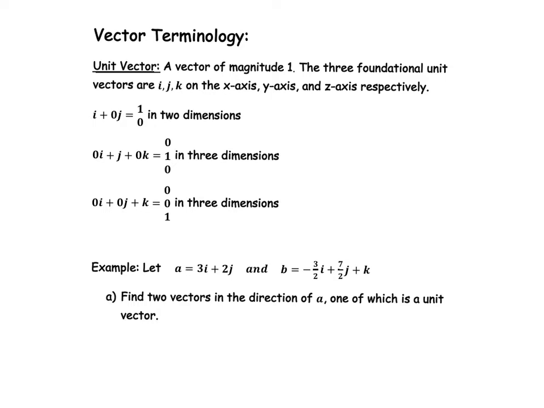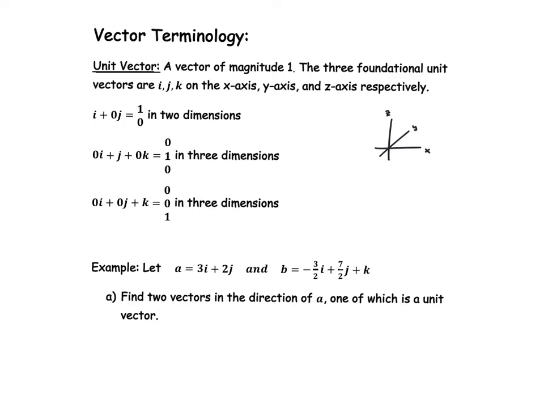The first item for this lesson is what's called the unit vector. The unit vector is exactly what you'd think, which is a vector of magnitude 1 unit. The three foundational unit vectors are i, j, and k on the x, y, and z axes, respectively. So let's sketch the x, y, and z axes. Okay, let's say this is x, this is y, and this is z.